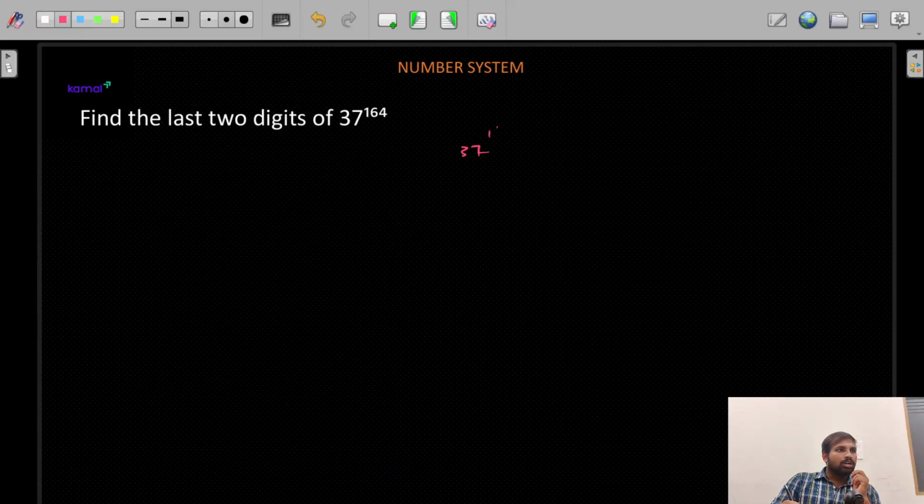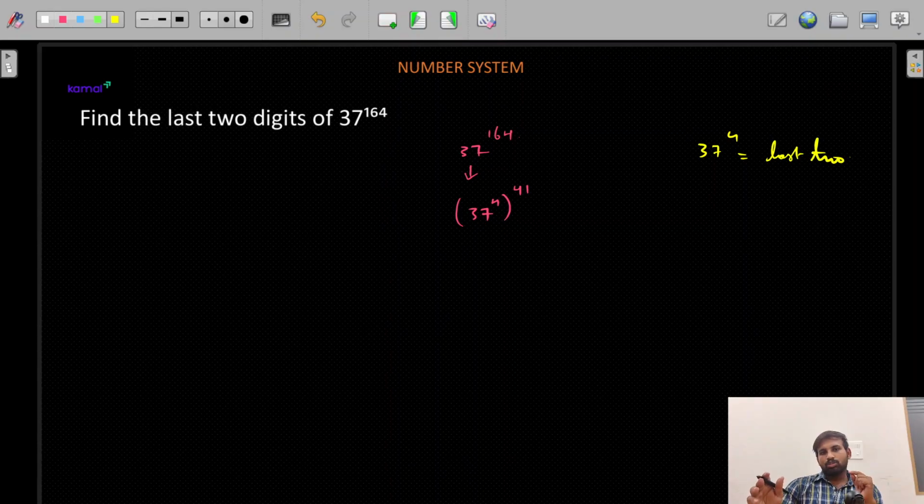Again, 37 power 164. We know that for 7, if the power is 4, I will get 1 as my answer. So I can write this as 37 power 4, and I just split this as 41. Now instead of calculating the last two digits for this number, because I don't know the value of 37 square itself, I would want to find 37 square and then multiply it with the same number two times to find my last digit. It will take more time, but without doing that we can still simplify this.